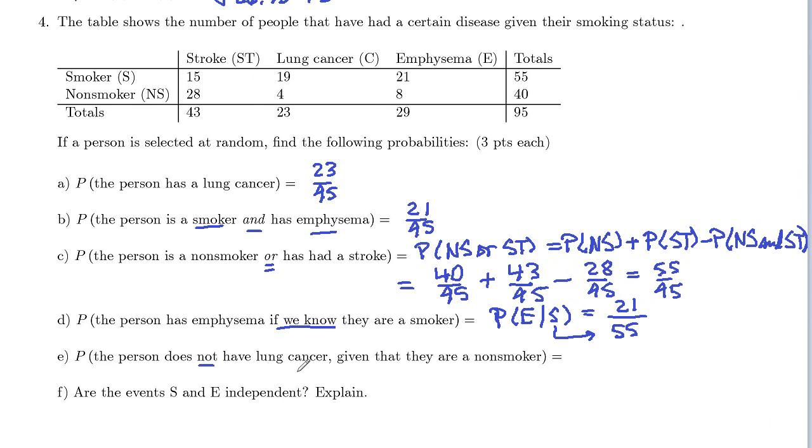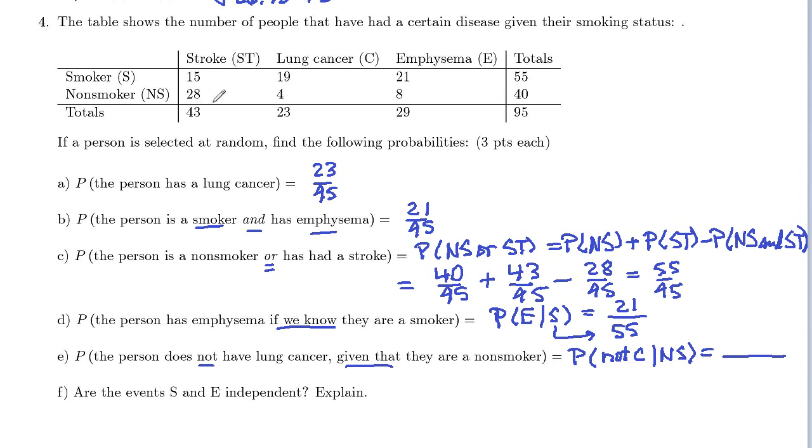Person does not have lung cancer given that they're a non-smoker. Okay, so this one we've got a "not" in there. That's a complement. So we're asking, I'm sorry, the probability that they do not have lung cancer. So this is not C, and it's given that they're a non-smoker. So given NS. They're given that they're non-smokers.